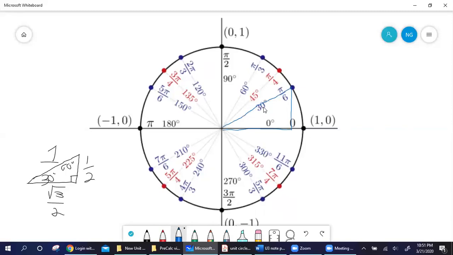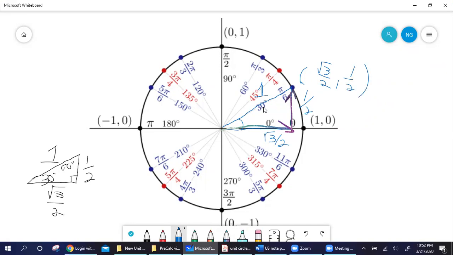this right triangle, where I know this angle is 30 degrees, the hypotenuse is 1, the short leg is a half, the long leg is √3 over 2. Well, these are really the coordinates of this point. This point goes to the right √3 over 2, and then up a half. So this point is √3 over 2, comma 1/2.